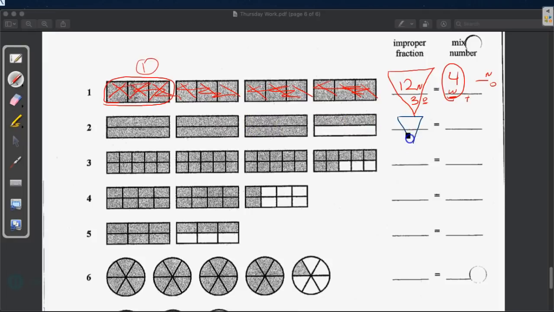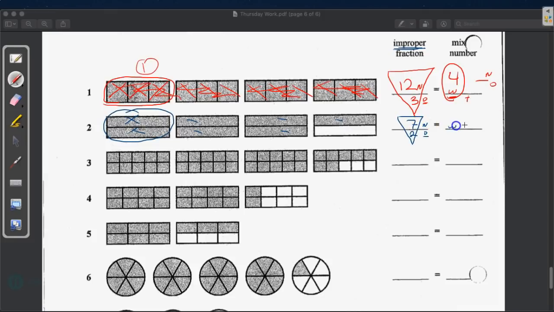Number 2, same thing. Upside down triangle, big head, the numerator, little legs, the denominator, because we're doing an improper fraction. So your denominator for here, look at one group. How many pieces make one group? 1, 2. 2 pieces make one group. Your numerator, count all the shaded pieces. 1, 2, 3, 4, 5, 6, 7. There you go. 7 pieces shaded in out of 2.